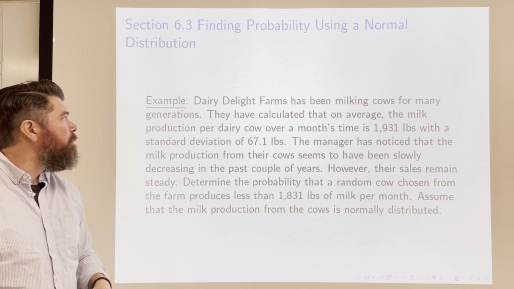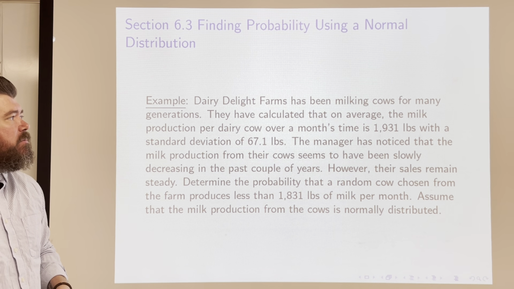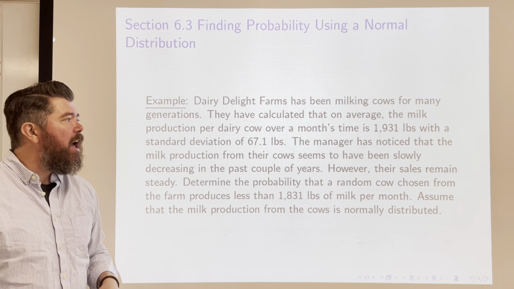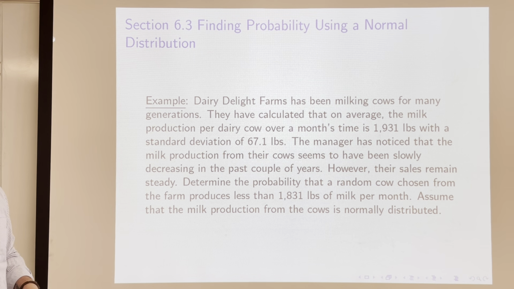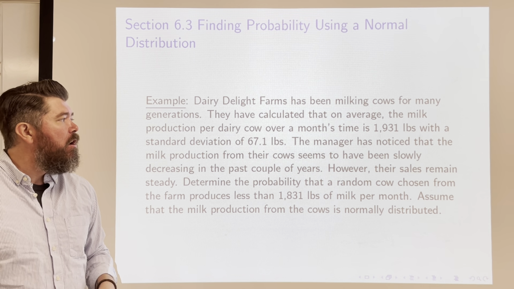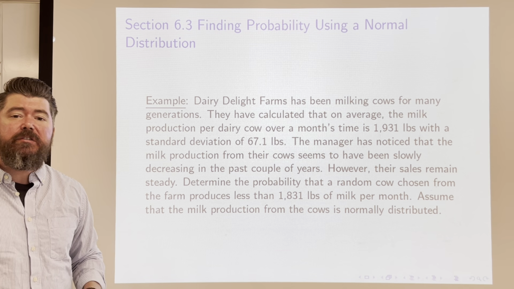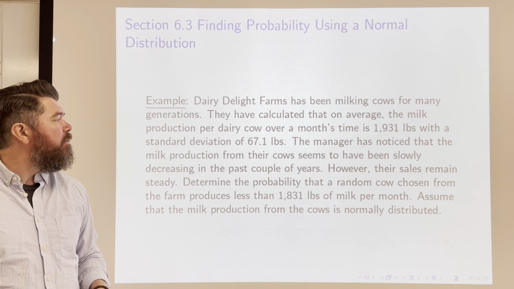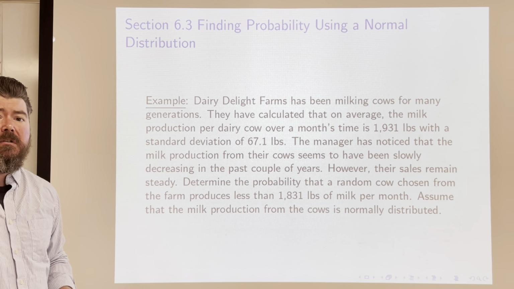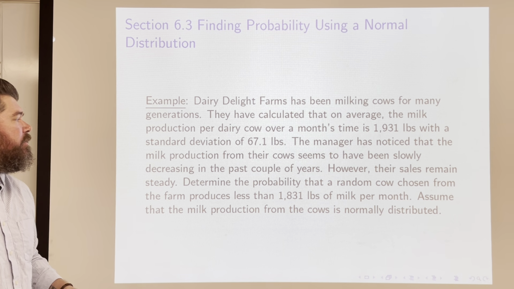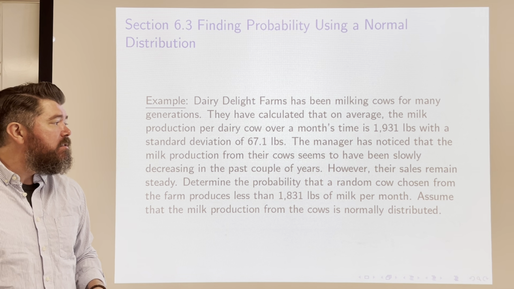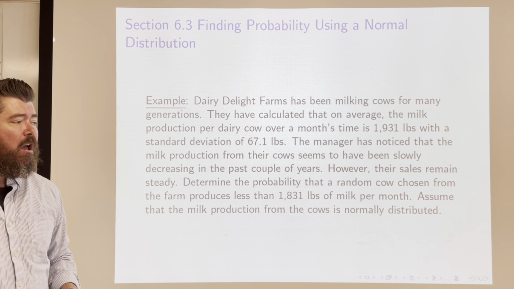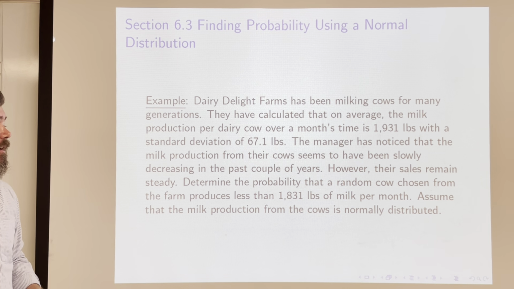Let's look at an example. Dairy Delight Farms has been milking cows for many generations. They have calculated that on average, the milk production per dairy cow over a month's time is 1,931 pounds, with a standard deviation of 67.1 pounds. The manager has noticed that the milk production from their cows seems to have been slowly decreasing in the past couple of years. However, their sales remain steady.